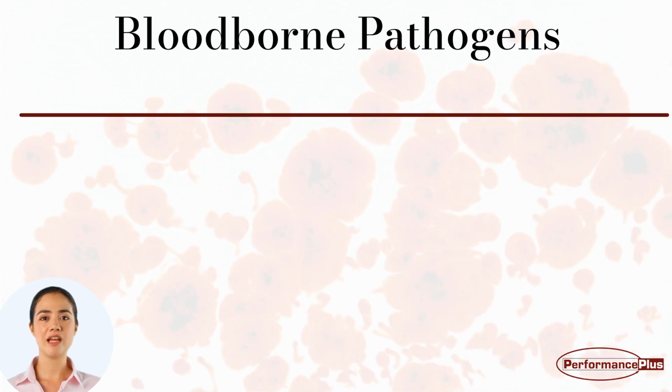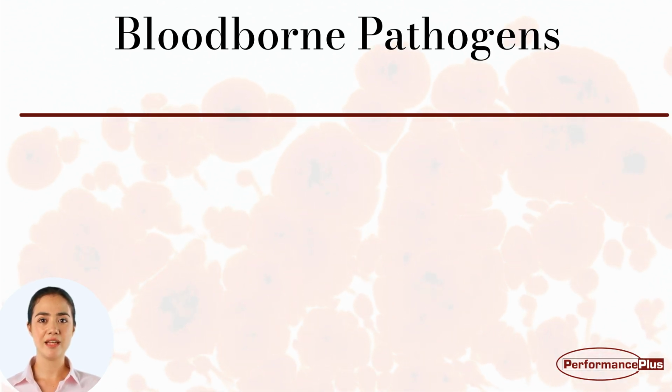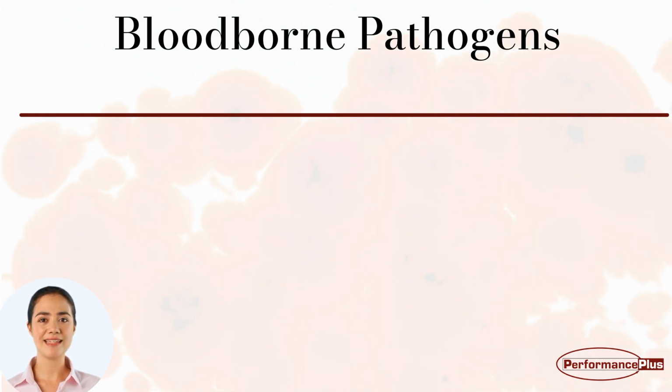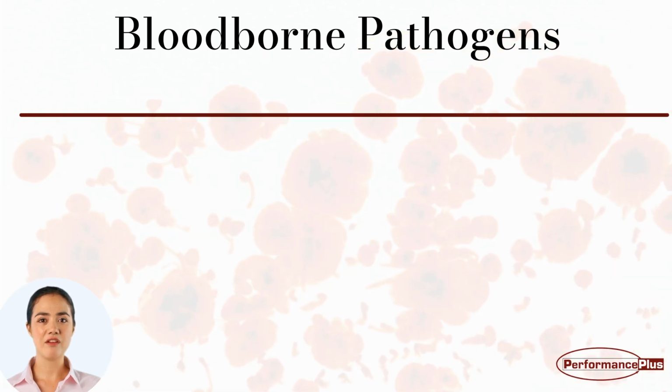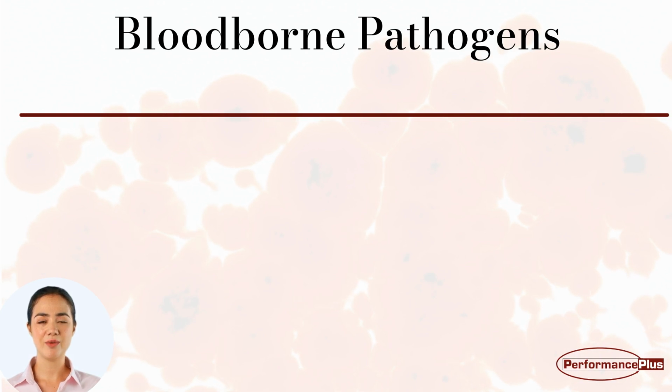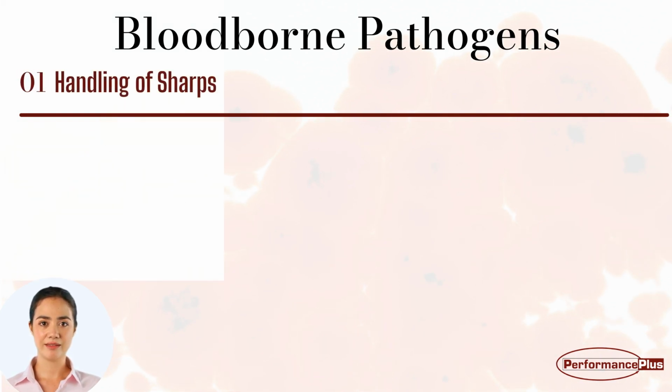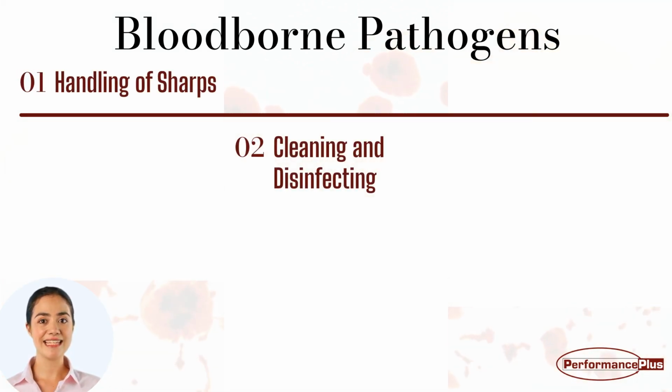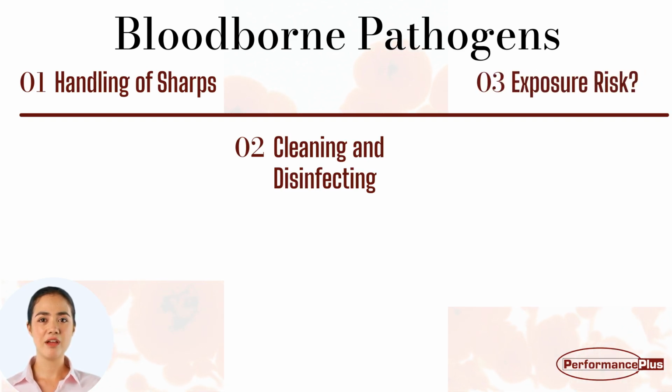So far, we have talked about bloodborne pathogens, universal precautions, and PPE. There are a few more quick topics to discuss, then we are finished with this year's bloodborne pathogen training class. 1. Handling of sharps. 2. Cleaning and disinfecting the contaminated area. 3. What do you do if you are at risk of exposure?